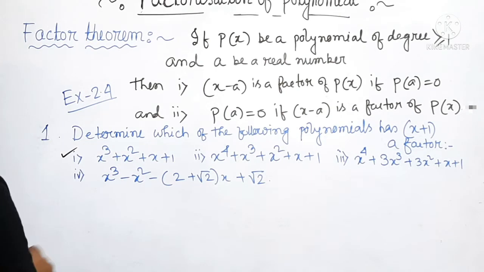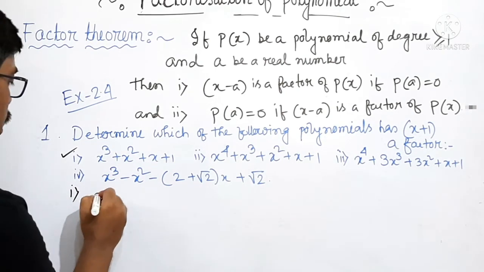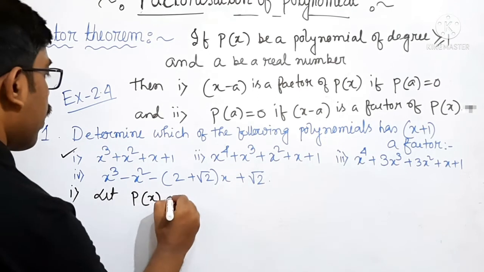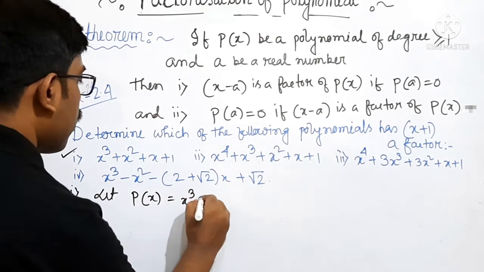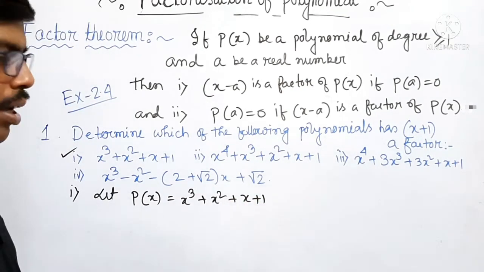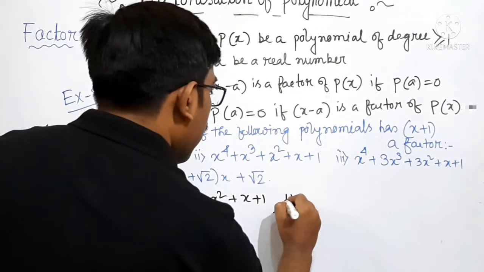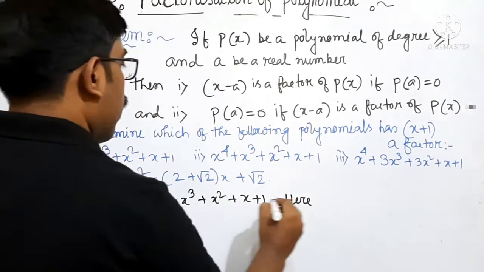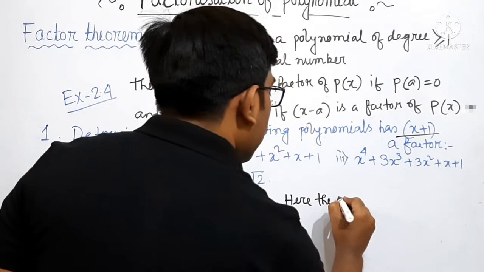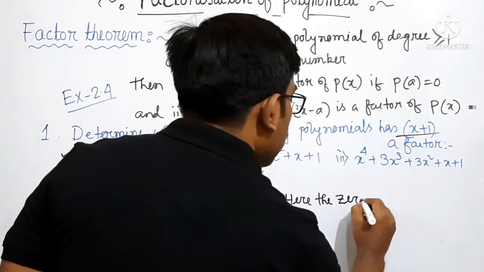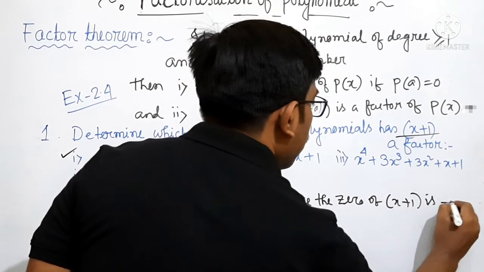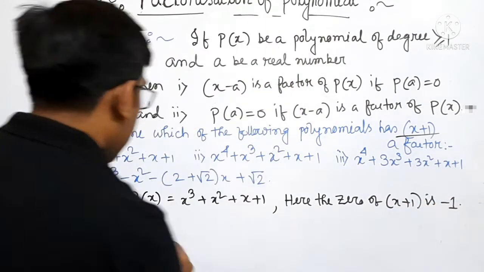We take problem number 1. Let P(x) is equal to x cube plus x square plus x plus 1. Okay, here the zero of x plus 1 is minus 1.